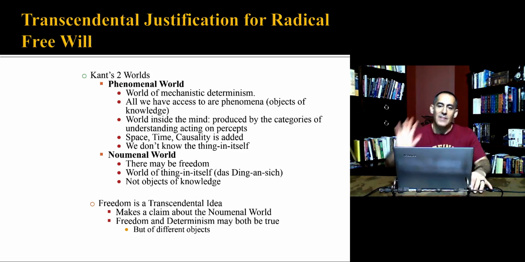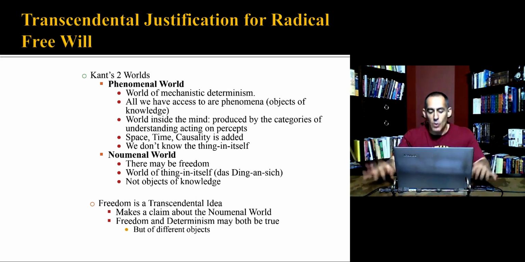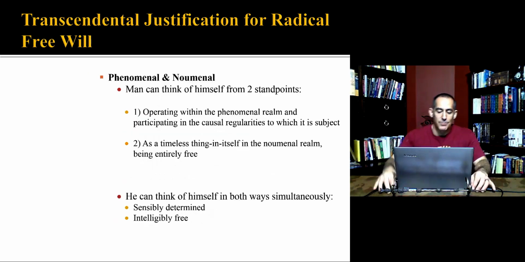What we don't know are the things in themselves that are outside, that are prior to adding space, time, causality, etc. That would be the noumenal world. And that may be where freedom resides. It's the world of the thing in itself, or the deontic. And these are not objects of knowledge, which is why we can't say for sure anything about them, because we don't know them. So freedom becomes a transcendental idea. He's making a claim about the noumenal world, that freedom might be true of one world and determinism true of the other. So they're different objects.